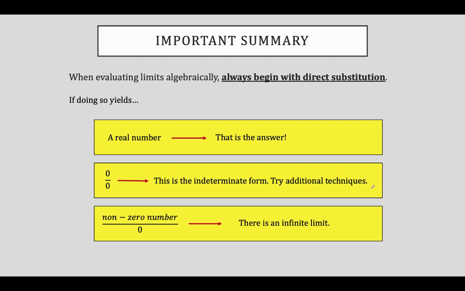If you try direct substitution and you get a non-zero number divided by 0, then you are dealing with an infinite limit. The limit is either going to be positive or negative infinity. You need to factor the denominator and determine the sign of both the numerator and the denominator with your substitution.